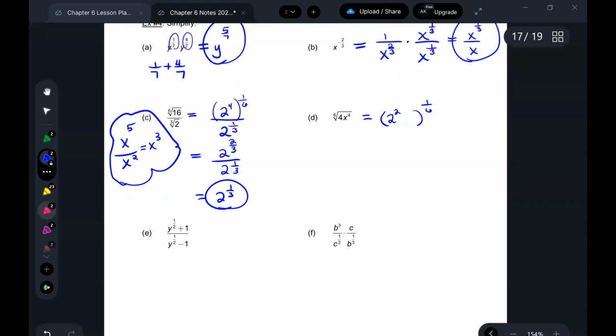Okay, now 4, I'm going to write that as 2 squared and x to the 4th. X to the what? 4. So can I multiply the exponents? That will be 2 to the, what's 2 times 1/6? It's 2/6. So that would be 1/3. Right? 2 times 1/6 is 2/6. That makes it 1/3. How about here? 4 times 1/6? 2/3.